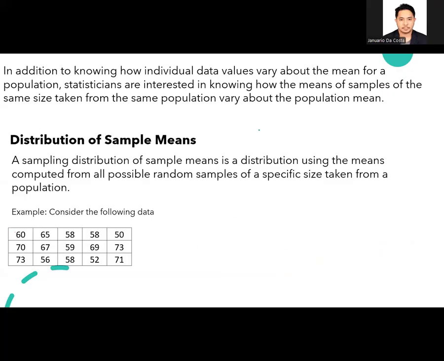For example, how the means of samples of the same size taken from the same population vary around the population mean. What I mean here, for example, if we want to study the height of Timorese men, okay?